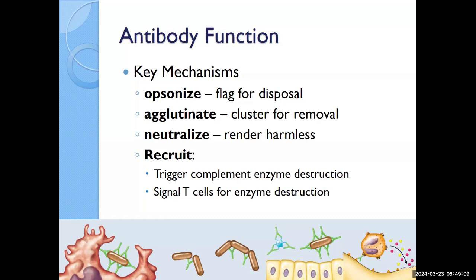They can opsonize and flag something for phagocytotic disposal. They can cluster things or agglutinate them for a more rapid clearing response. They can neutralize it. If they bind and surround the entire cell or viral capsid, they can make it so that organism cannot bind to and enter or infect a neighboring cell. And lastly, they can be used to recruit other cells. They can trigger complement or stimulate T cells to come, which are involved in direct killing.